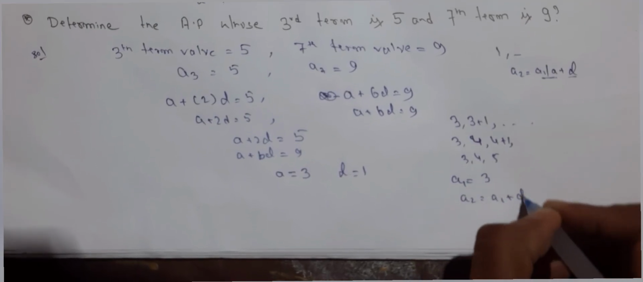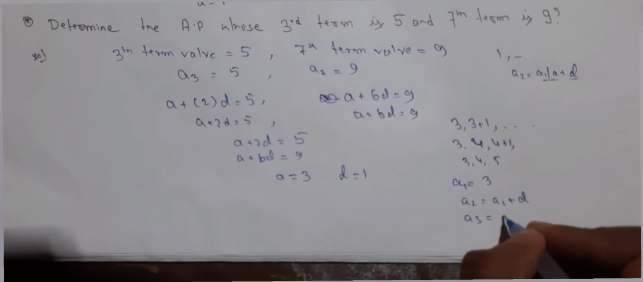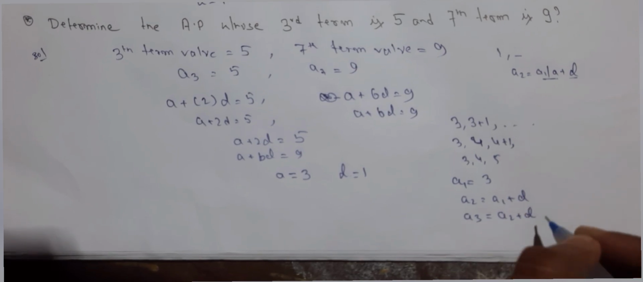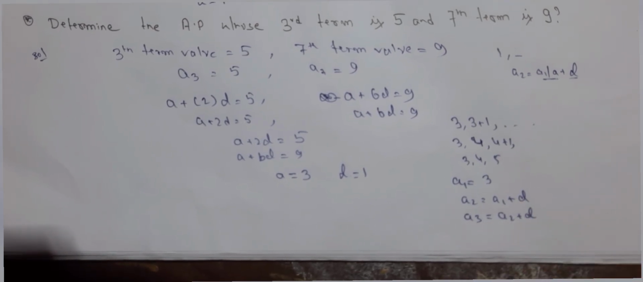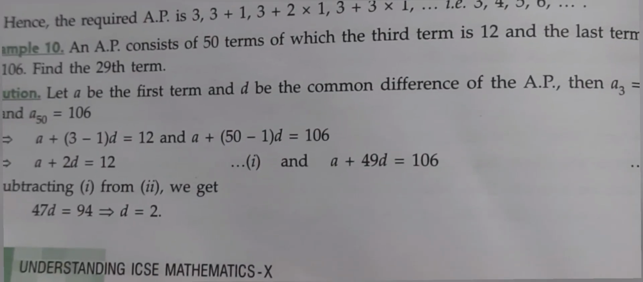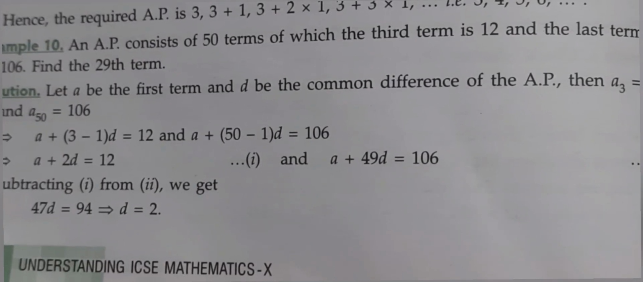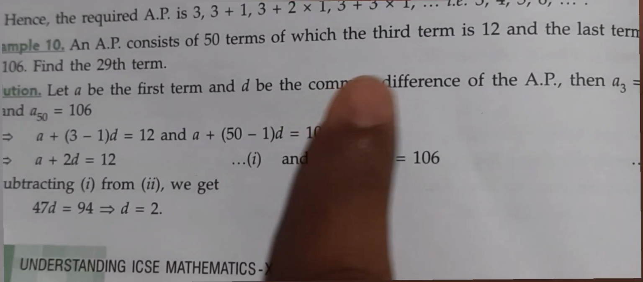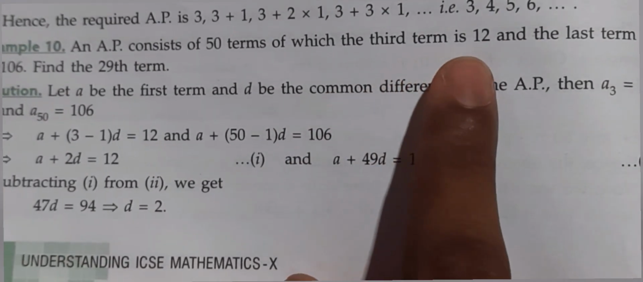a1 plus d, a3 will be, sir, a2 plus d. No, same process continues. Understood this one? So this is the next question. See, the AP consists of 50 terms, of which the third term is 12.